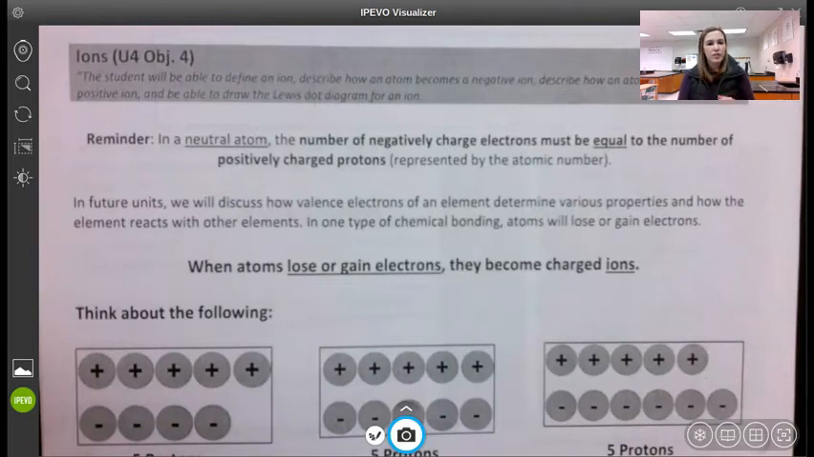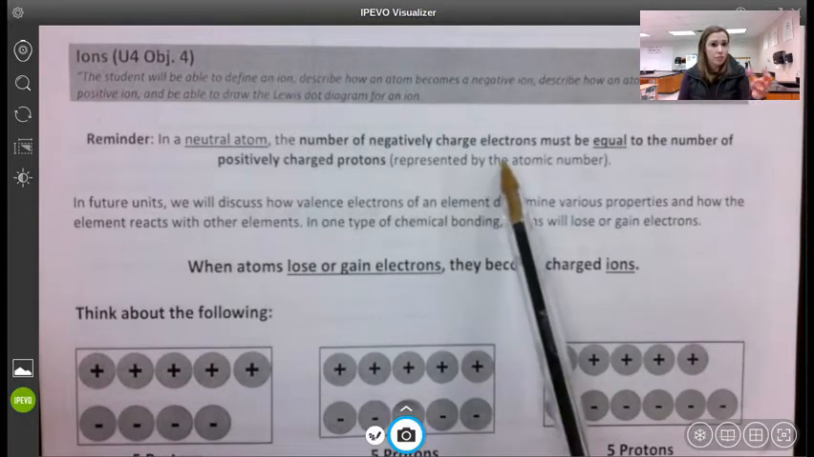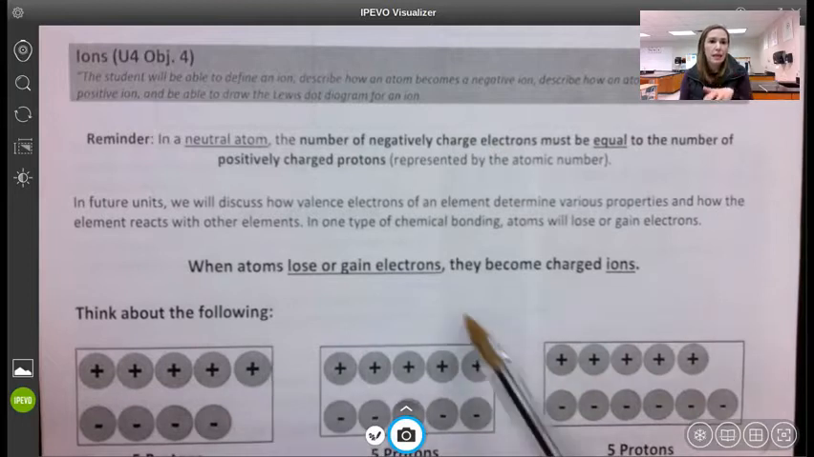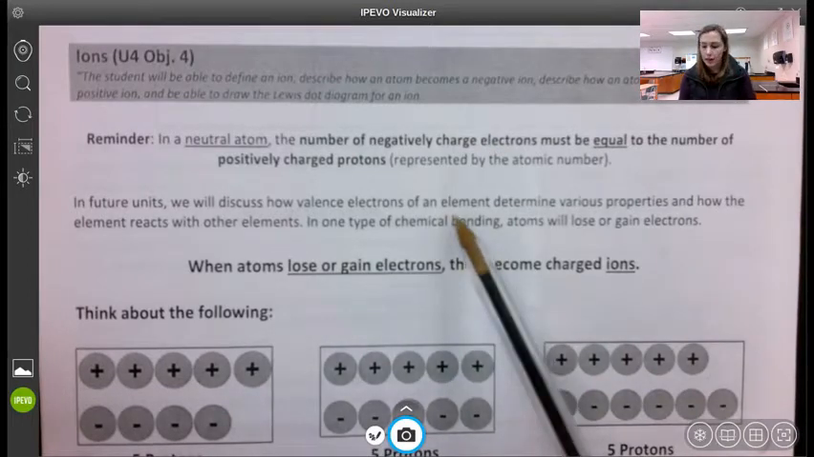All right, guys, we are going to do the last part of Unit 4, which is going to focus on ions. You should have already done the simulation, which will hopefully allow you to make some big connections as we go through this information on ions.